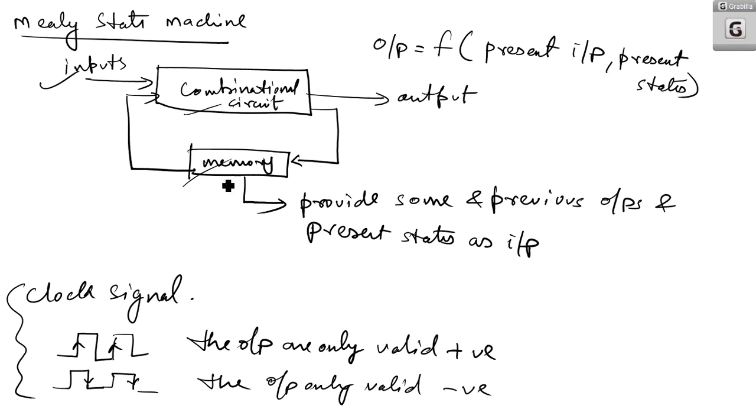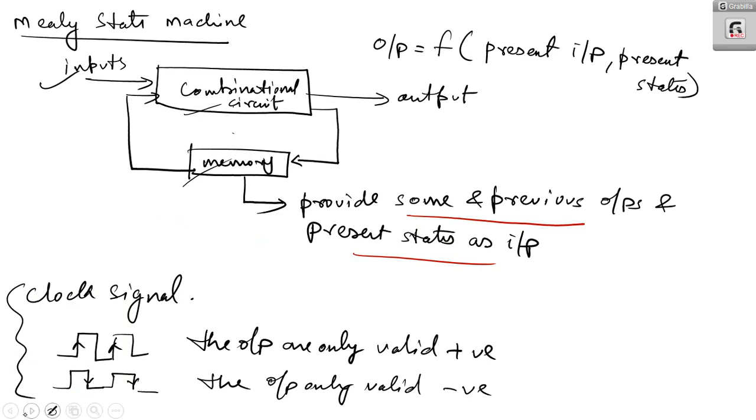Now, what is the function of memory? The function of memory is to provide some previous states and previous outputs and present input. Okay, if you are providing back the previous output, it means you will have memory. Now, also it is providing back the present states as input. Okay. So that is basically a Mealy machine.